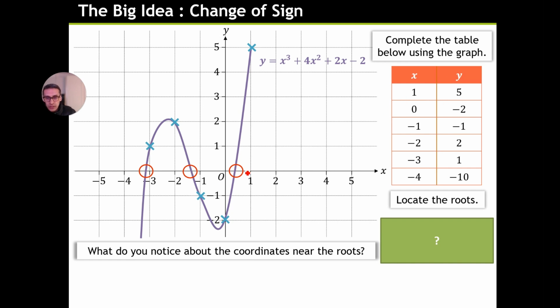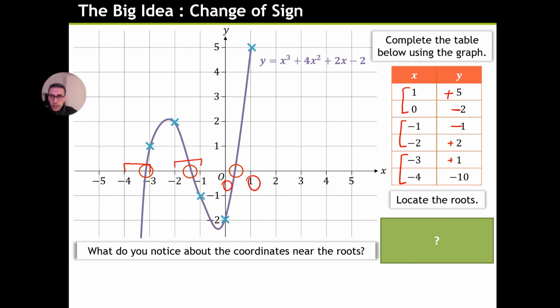Well, we know we have a solution between 1 and 0, and we can see the sign changes from positive to negative. We also know we have another solution in between -1 and -2. And the sign changes, the y goes from negative to positive. And then in the same way, from -3 to -4, there's another solution, and the sign goes from positive to negative.